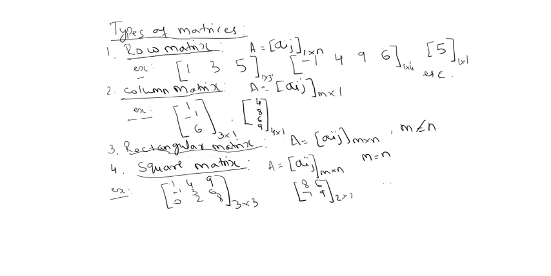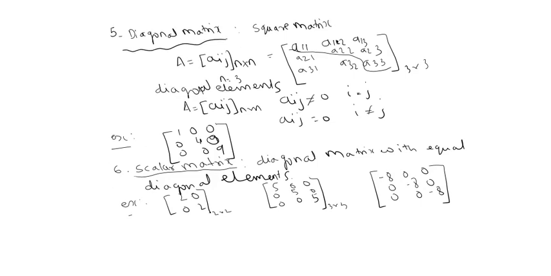Square matrix means a matrix in which the number of rows must be equal to the number of columns. Then next we have seen the diagonal matrix. To see a diagonal matrix, one should know the diagonal elements. Diagonal elements are nothing but the elements present at the same row and column number, that is first row first column, second row second column, third row third column, and so on.